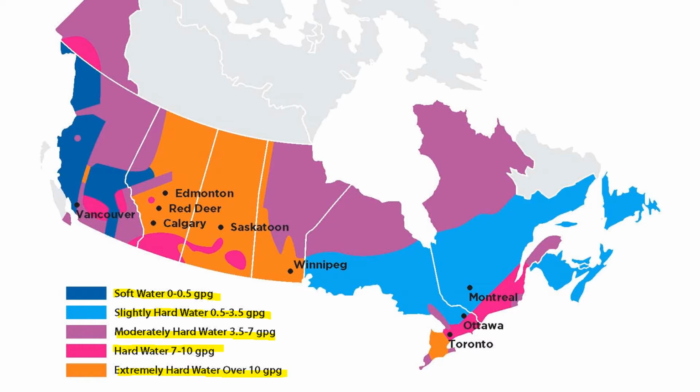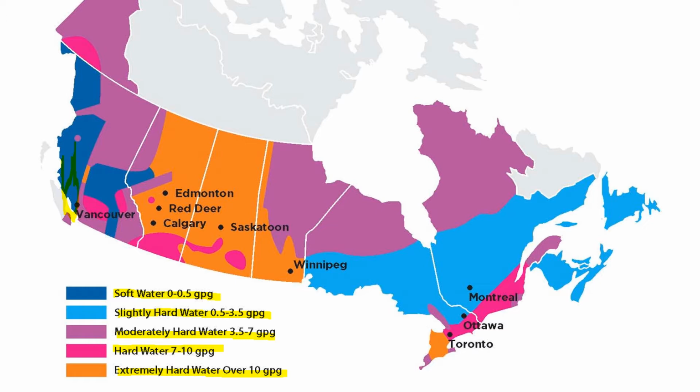So as you can see here on the coast, it's pretty much soft water. Over here on the east coast, it's slightly hard. But as you can see in Alberta, Saskatchewan, Ontario, it varies between moderately hard water to extremely hard water.